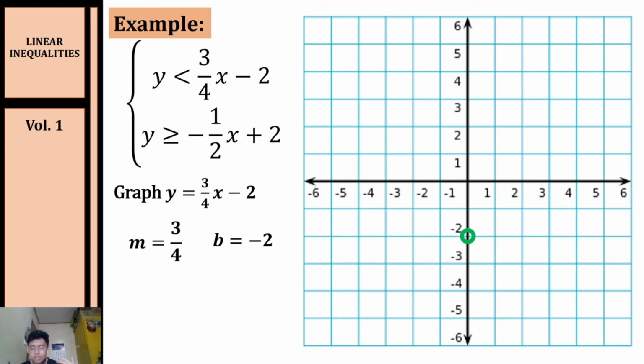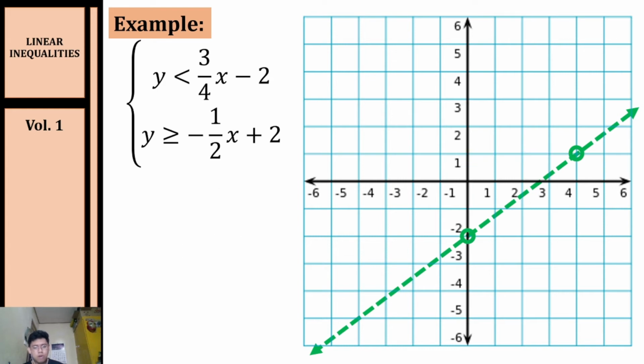Then let's use our slope to identify our next point. So we will have 3 units up and 4 units to the right. So our next coordinate will be located at 4, 1. And we will plot using an open circle. Then, since we have our 2 points already, we can now connect the 2 points with a broken line, dotted line, or dashed line. That will be the graph of our first inequality.